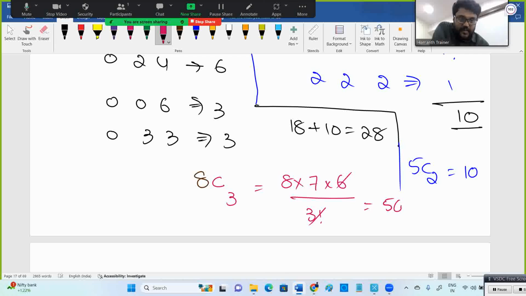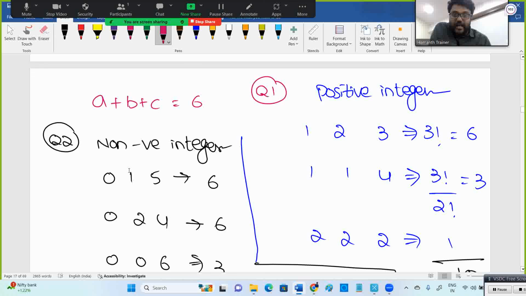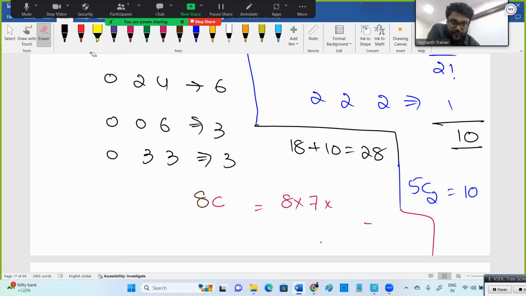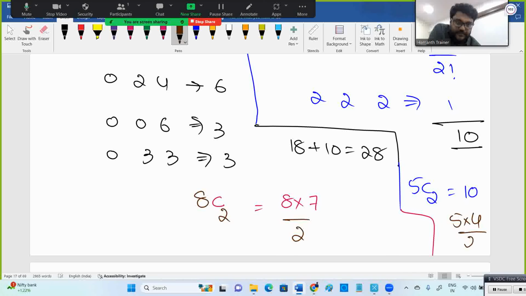But some mistake. Wait. Yeah, R minus 1, right? So 8C2. 8C2 means 8 into 7 divided by 2, which is 28. So 28, I showed you practically, and we are applying that formula as well.